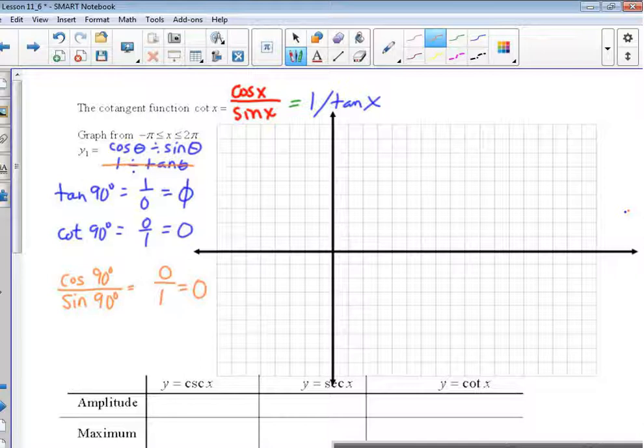Okay, so negative pi over 2, pi over 2, pi, 3 pi over 2. Okay, so we had undefineds at negative 180, at 0, at 180, and at 2 pi.